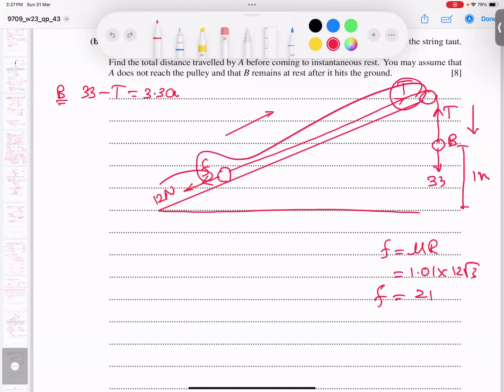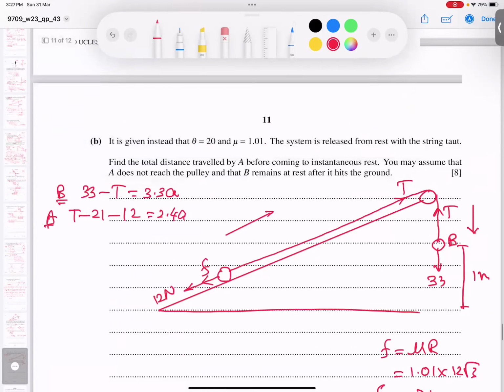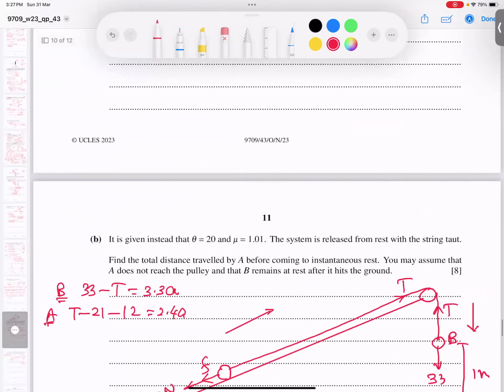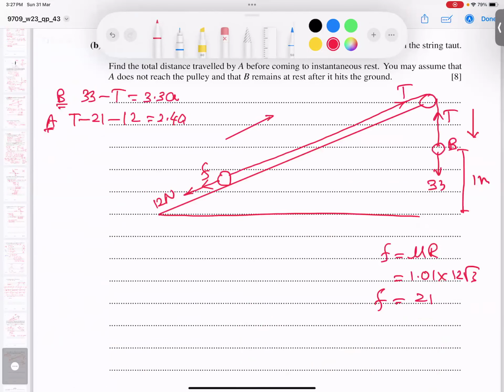So tension minus friction minus 12. I can say here, for particle A, net force equals ma: tension minus friction force minus 12 equals ma. And what is the mass? I think it's 2.4a. Let me recheck. Yeah, 2.4. Correct. Okay, this is becoming 33. So 33. Okay, and then wait a minute, 12, tension. Yes, so it is coming from here.